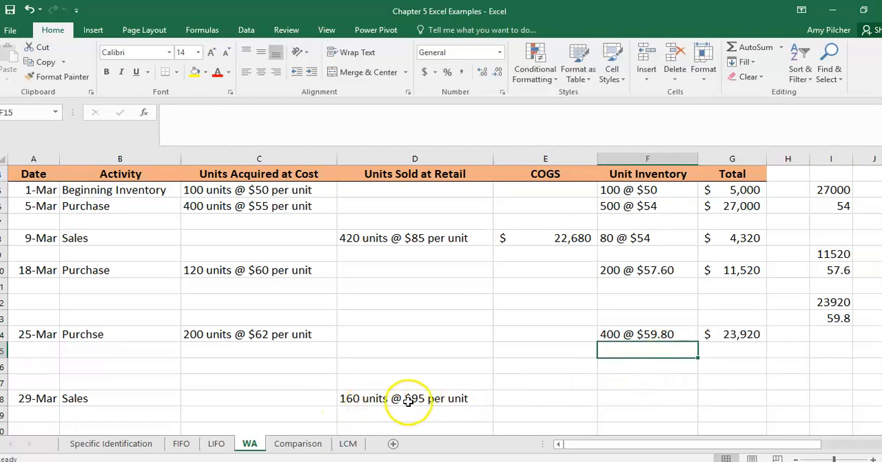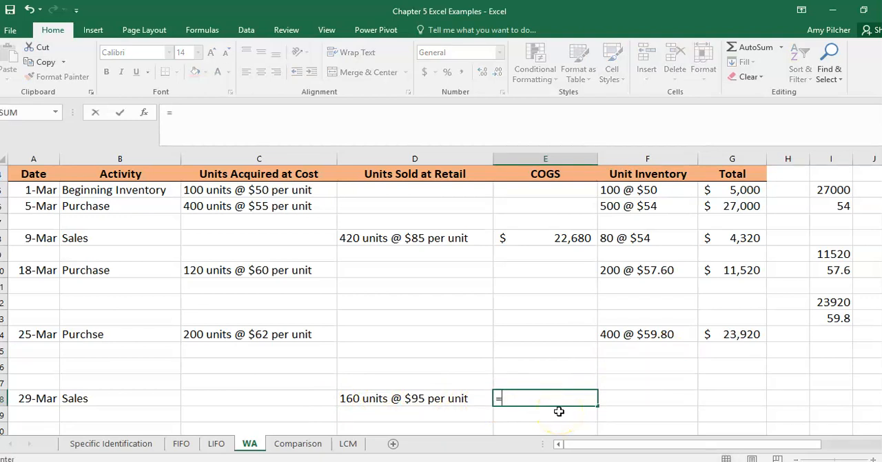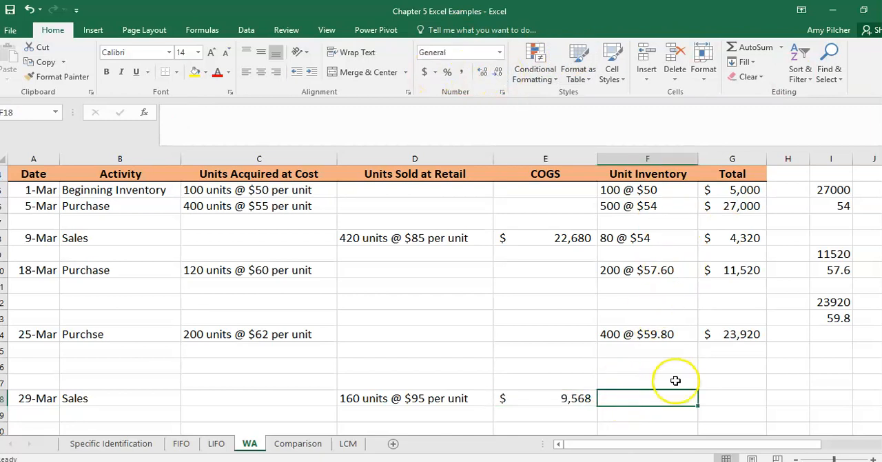Then when we sell 160 units, our cost of goods sold is 160 times $59.80. And our remaining inventory is 240 units at our average cost of $59.80.